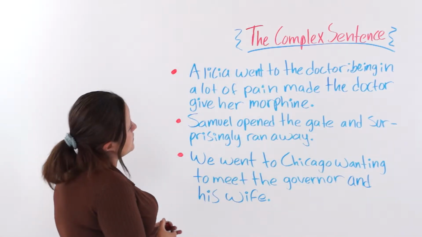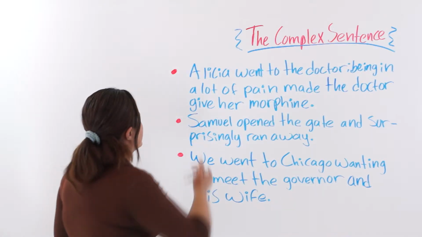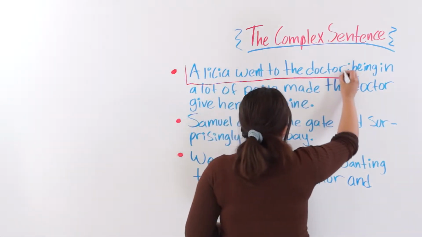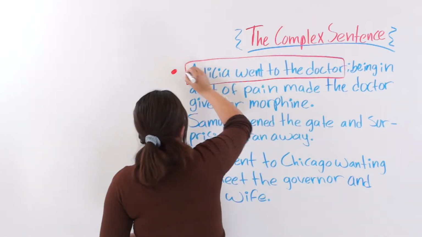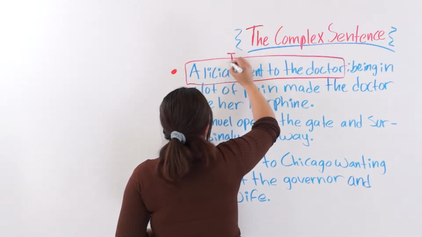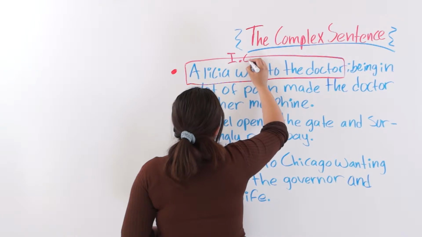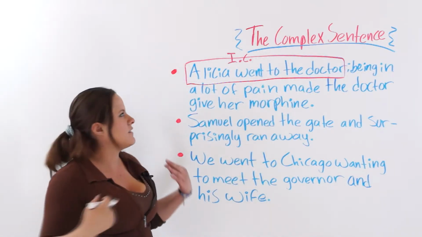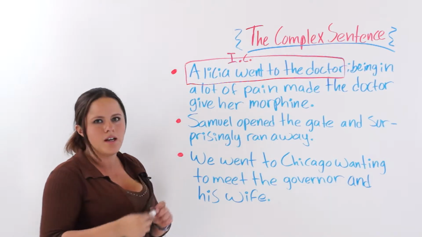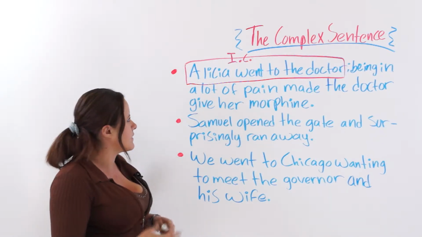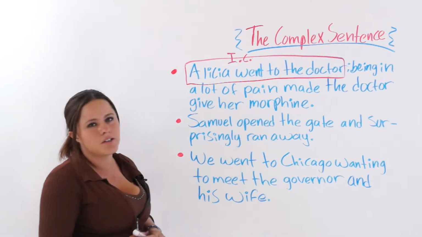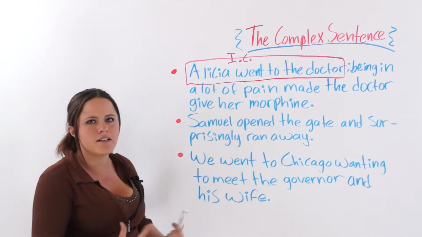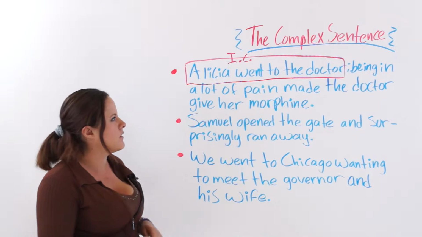The first one says, I went to the doctor. Here, we have an independent clause. I went to the doctor, which can stand by itself as a sentence. Alicia went to the doctor. It makes sense on its own, so it could be a sentence on its own, all right?